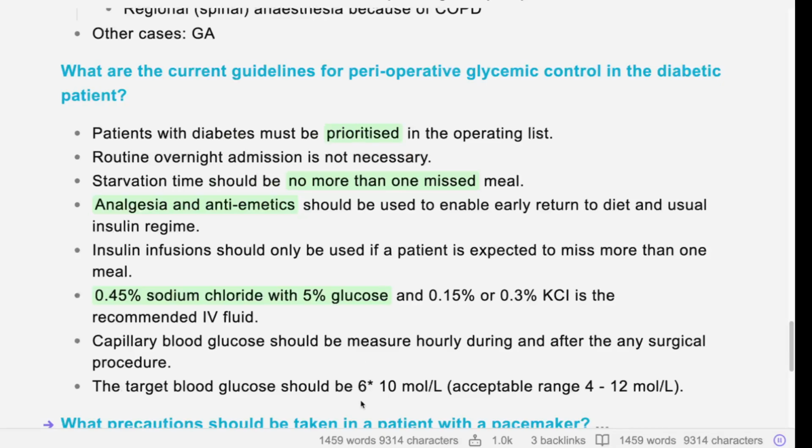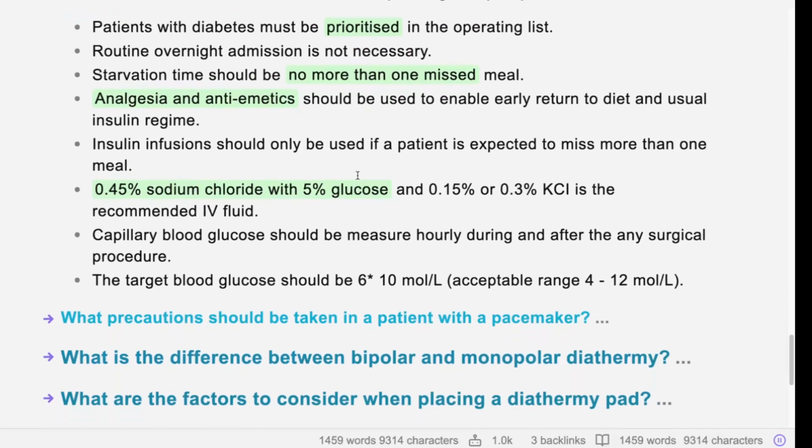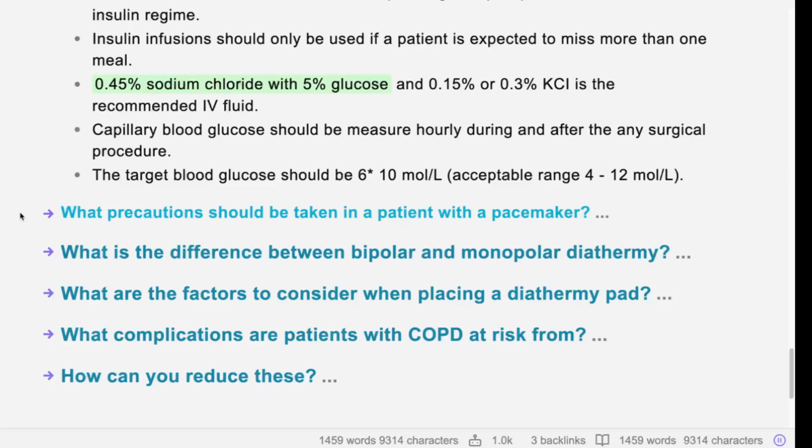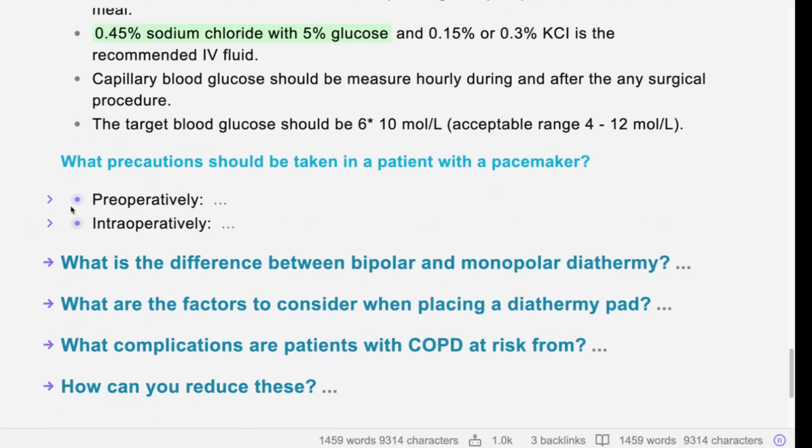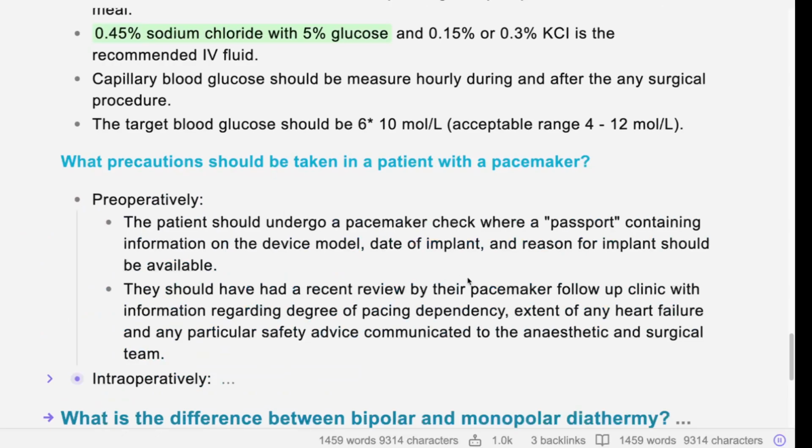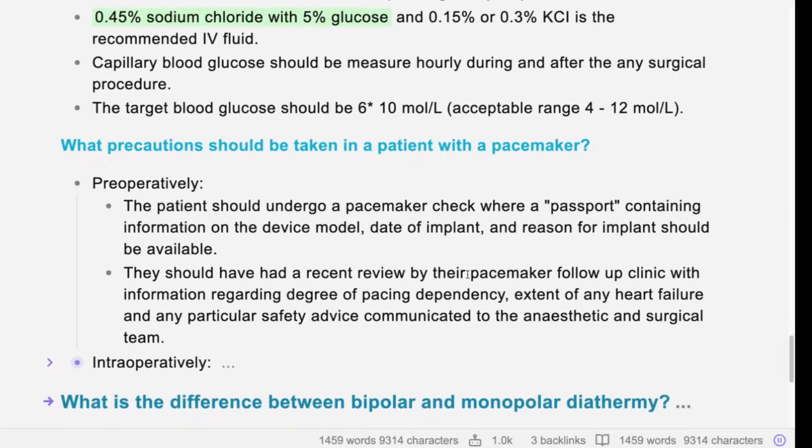So this, as you can see here, these are the considerations for patients with diabetes who are undergoing surgery. Precautions should be taken in patients with a pacemaker. They will need a few modifications in their environment pre-operatively and intraoperatively. Pre-operatively, the patient should undergo a pacemaker check to make sure that we have the direct measurement for that pacemaker. They should also have a recent review of their pacemaker in follow-up clinic, just before going to surgery.